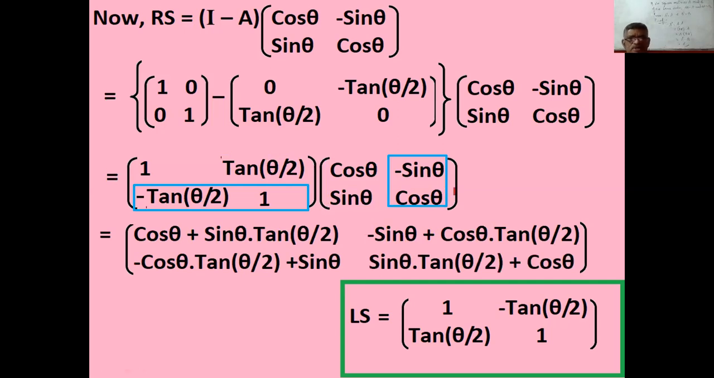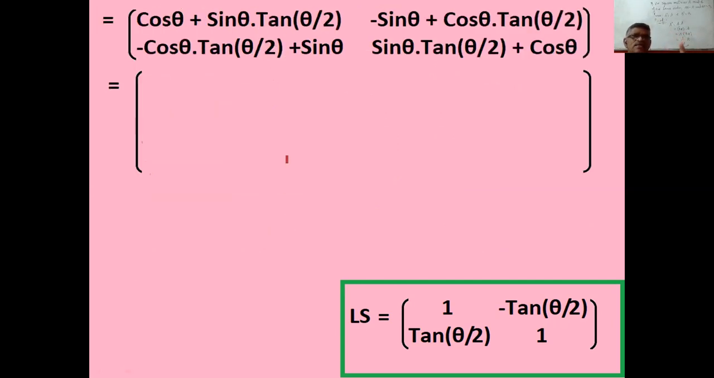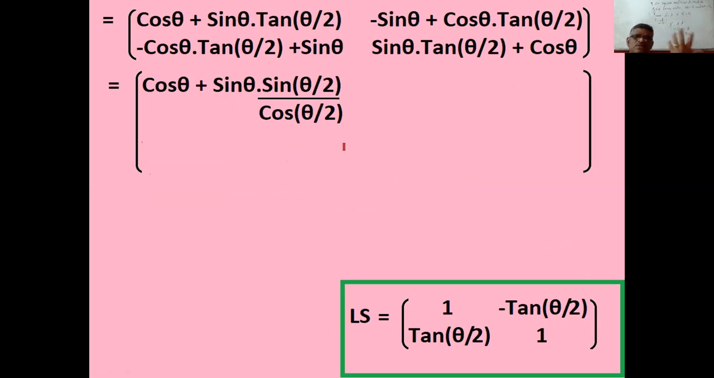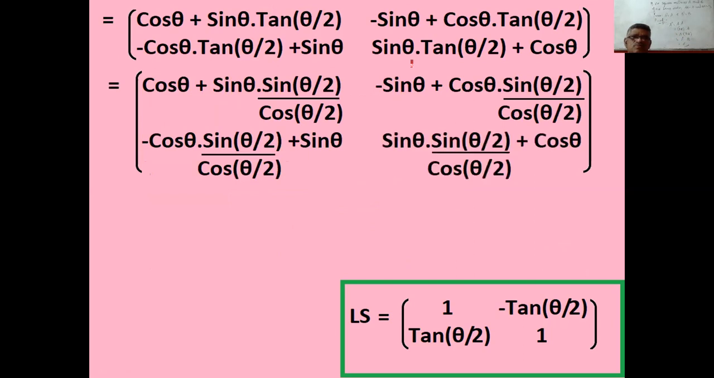I multiplied the matrices. Now what I do is that I write tan theta by 2 as sin theta by 2 by cos theta by 2. Tan theta is sin theta by cos theta. So in each of these I write tan theta by 2 as sin theta by 2 by cos theta by 2. Okay. Now I take LCM.